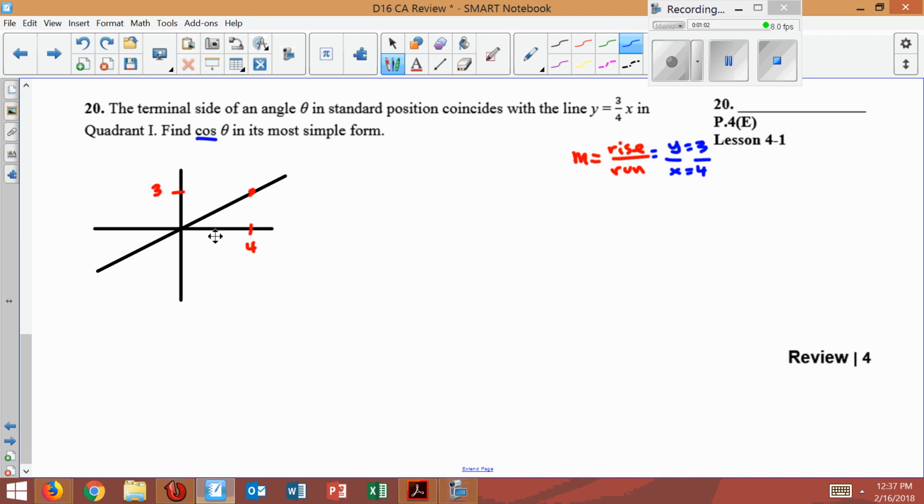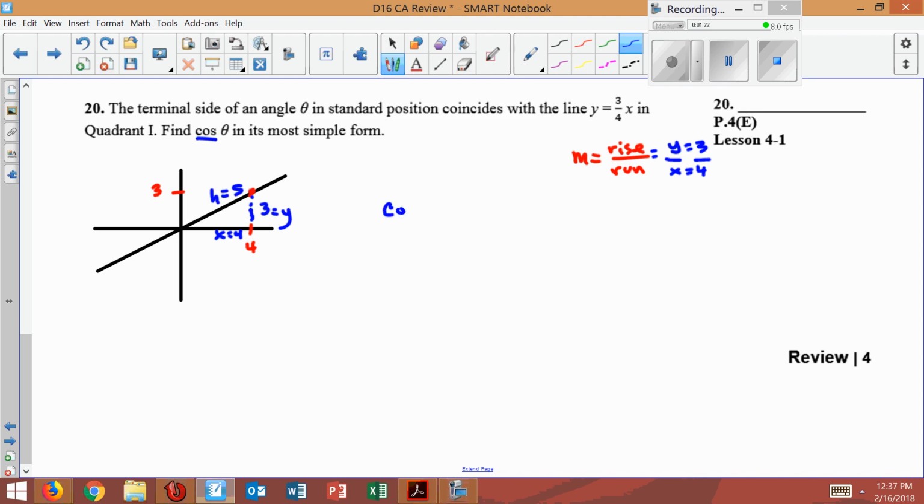Well, cosine is your x over your h. So if I just made this into a triangle, I know that y is 3. I know that x equals 4. And this must be a 3, 4, 5 triangle. If you did the Pythagorean theorem, you'll see that 3 squared is 9, 4 squared is 16. Add them, you get 25. Take the square root, h is 5.